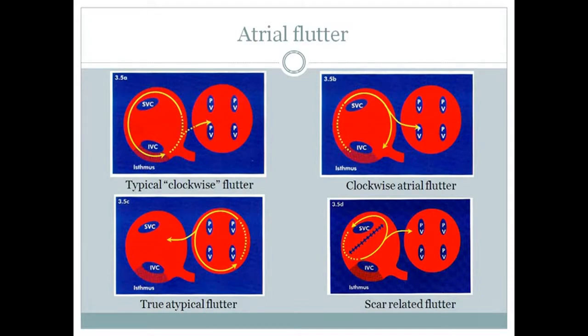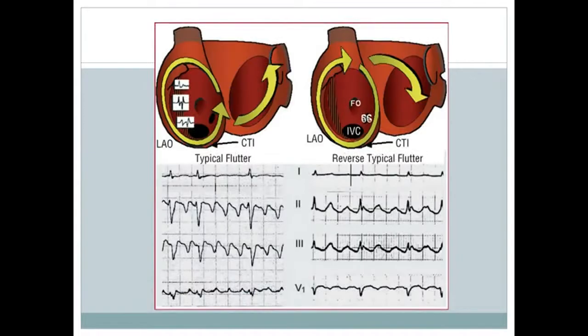Then you have the true atypical flutter. It's usually a left-sided circuit, something that really doesn't look like a typical EKG morphology. And you can have any scar-mediated flutter. If you have a scar in the heart, people usually with prior heart surgeries or MAZE procedures, they can have a re-entry circuit around any scar in the heart. So how do they look?